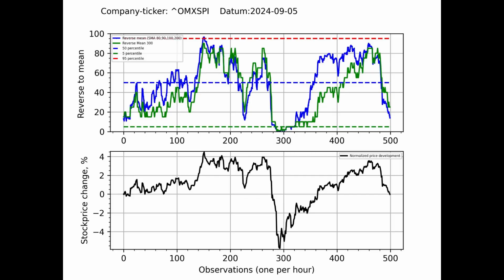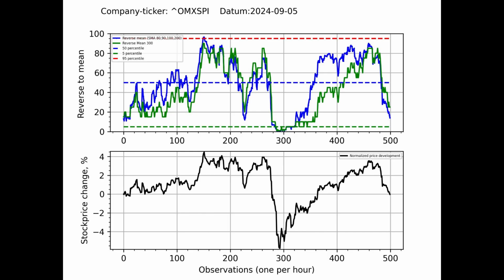Data collection and time interval. Stock prices are measured every hour over a 6-month period. To make the analysis manageable, only a selection of these observations is used, as not all data points will be included in the final dataset. To understand stock price behavior over time, moving averages are calculated with various time intervals. These moving averages can be calculated for different numbers of observations, such as 80, 90, 100, 200, and 300 hours.